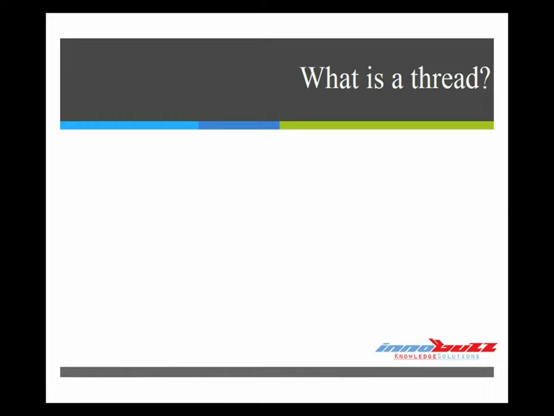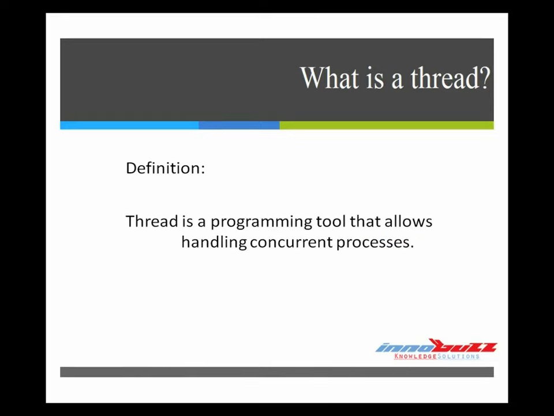What is a thread? The definition is the following. Thread is a programming tool that allows handling concurrent processes. First, we have to talk about processes and threads. The operating system runs applications, and all applications have their own processes and threads for parallelizing execution. But there are some differences between process and thread.